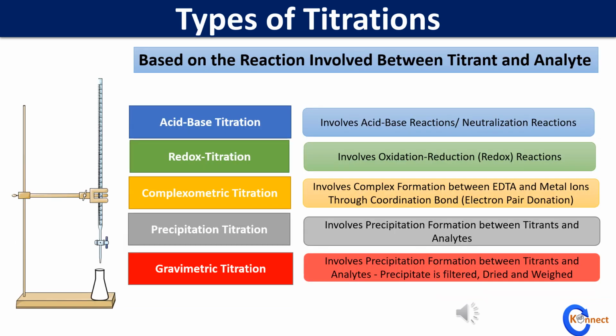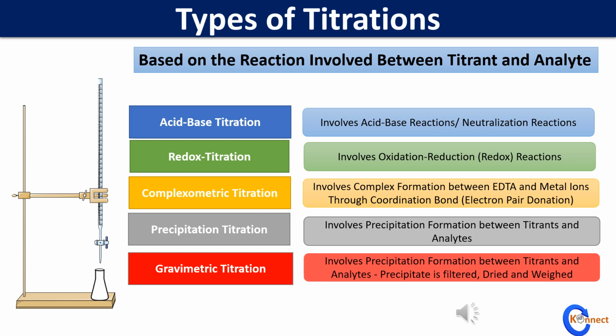This slide shows a glimpse of major types of titrimetric analysis based on the reaction involved between titrants and analytes. The first type of titration is acid-base titration, which involves acid-base reactions or neutralization reactions. The second type of titration is redox titration, which involves oxidation-reduction reactions between titrants and analytes.